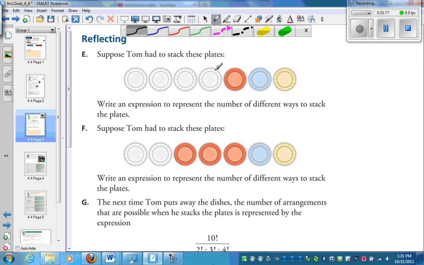Suppose that he had to stack these plates. Write an expression to represent the different ways. So there's 1, 2, 3, 4, 5, 6, 7, but there's 4 that are the same. So we would divide that by 4 factorial. So what we would be left with is 7 times 6 times 5, because everything from 4 on would cancel out. That's 30 times 7, which is probably 210, I bet.